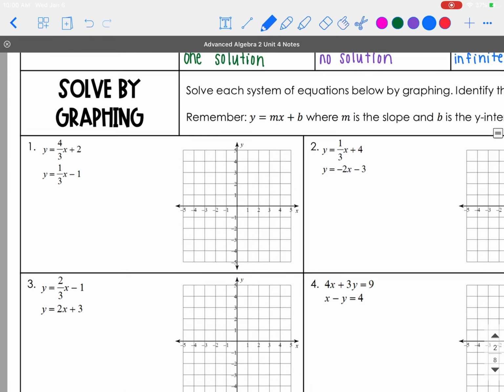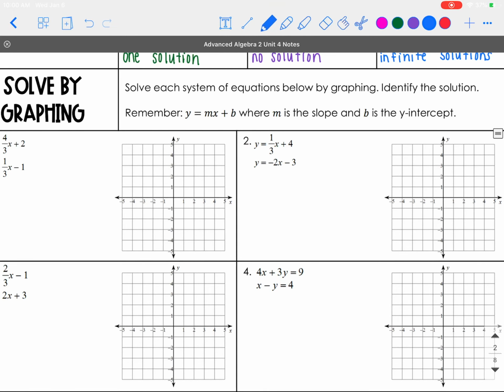All right, so let's get started. The first method that we're going to look at for finding the solution or solving these systems is by graphing. This is handy when you've got lines that are in slope-intercept form and you've got a graph to actually graph on. So what you need to remember is y equals mx plus b, and that means that our m is the slope and the b is the y-intercept. You should be familiar with that. You learned that in Algebra 1.